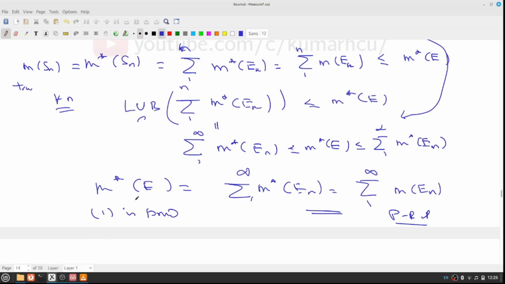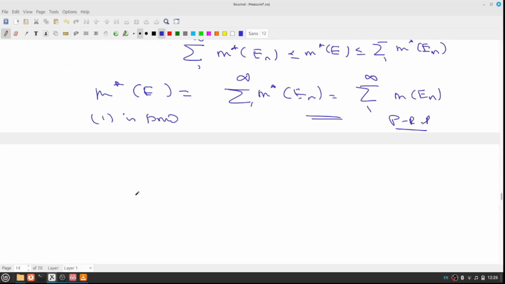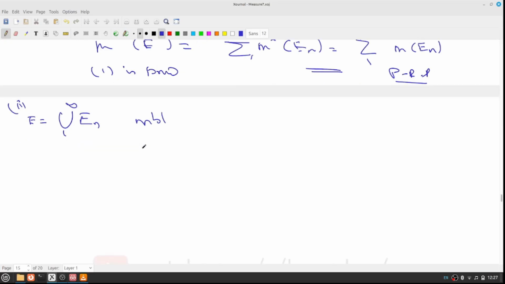Right, okay, good. The second thing is we want to show that the union of En, n equal to 1 to infinity, is measurable. This is part 2. Again we use the same kind of approach. Let F be any test set, an arbitrary set.